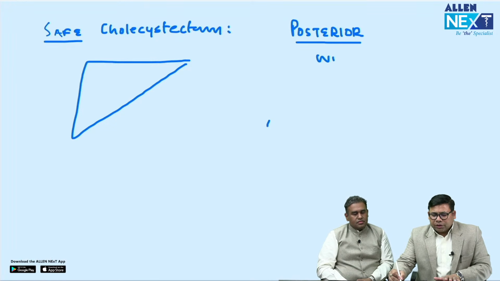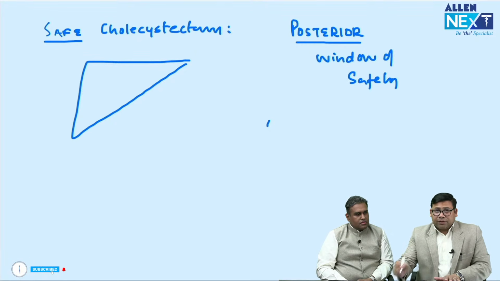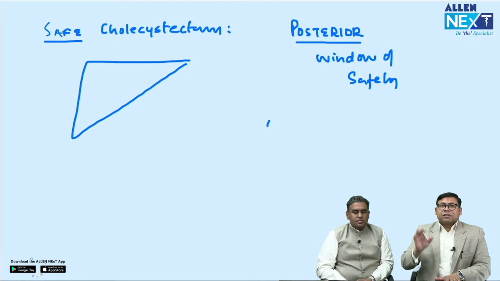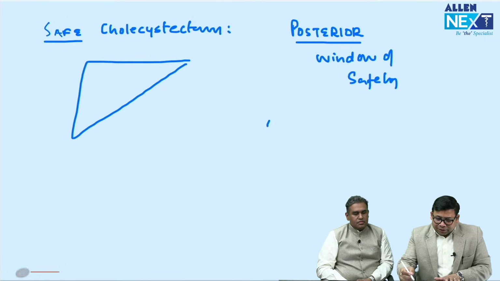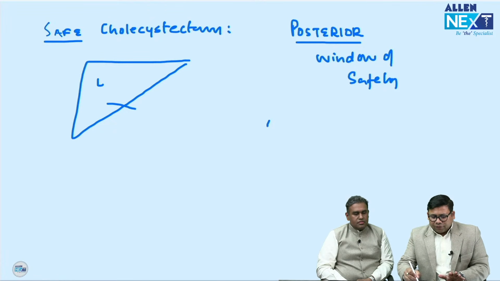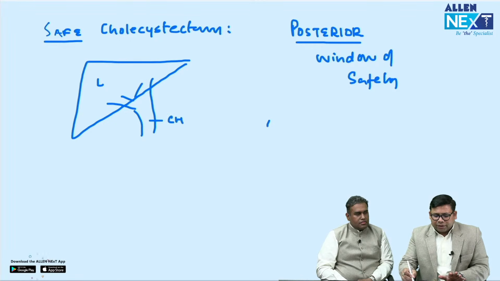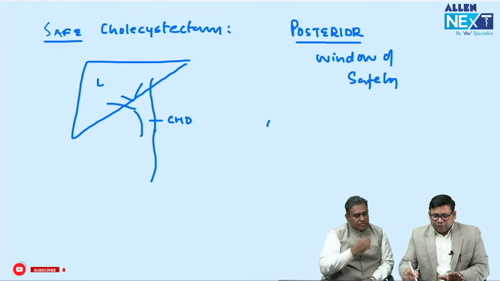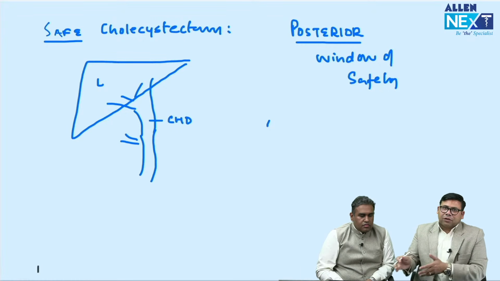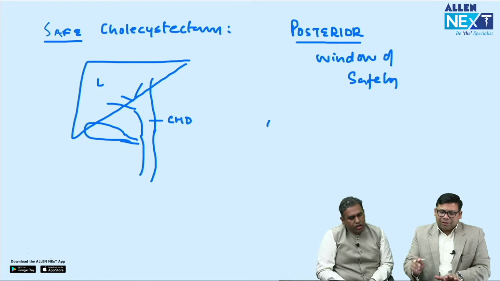When we talk about posterior window of safety, what do you mean by this posterior window of safety? Now, you should understand that this is nothing but opening up the cholecystohepatic triangle. Now, what is this cholecystohepatic triangle? This is, you can say, liver. Then you have this is the bile duct. So this part of bile duct is known as common hepatic duct. I hope you know this. And then when it is a CBD, it is nothing but a confluence of the cystic duct with the common hepatic duct, and this is the gallbladder.